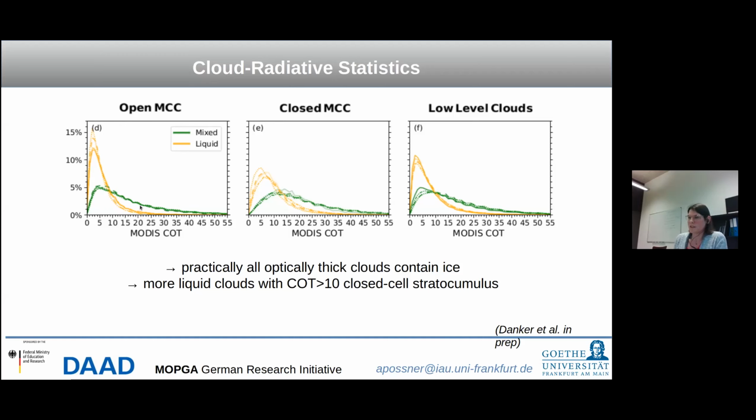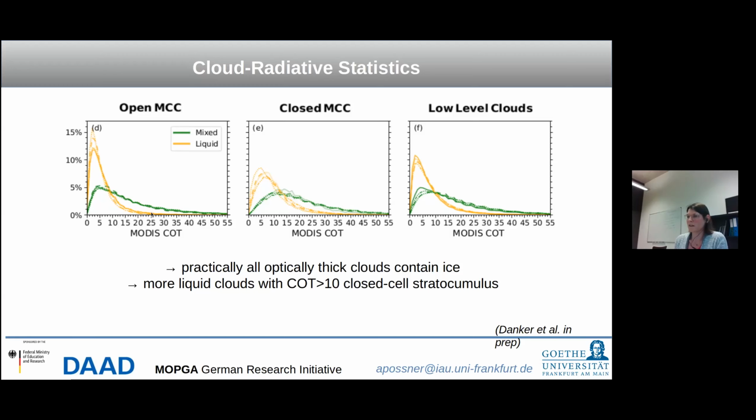And what you see here is this noticeable shift towards higher optical depth clouds between liquid and mixed phase clouds. This is particularly stark in open cell, where we see a very strong cutoff around an optical depth of 10-15, with very few liquid clouds that are optically thicker. All of the clouds that are optically thicker also generate ice.